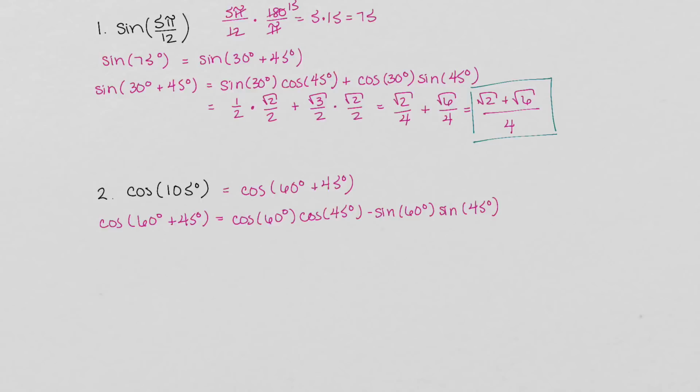And I can evaluate both cosine and sine at 60 degrees and 45 degrees. So cosine of 60 degrees is 1/2. Cosine of 45 degrees is root 2 over 2. And sine of 60 degrees is the square root of 3 over 2. Sine of 45 degrees is root 2 over 2.